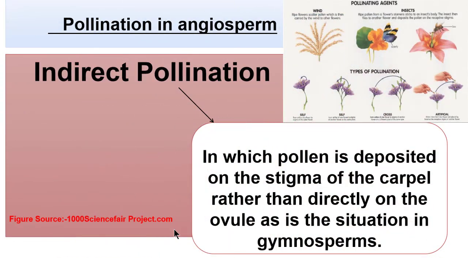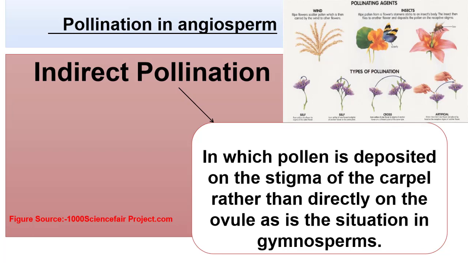We're going on to the next slide, which is about pollination in angiosperms. In angiosperms, indirect pollination takes place, in which the pollen is deposited on the stigma of the carpel rather than directly on the ovule, as is the situation in gymnosperms. In gymnosperms, the pollination is direct. And there are types of pollination: self-pollination, cross-pollination, and artificial pollination.